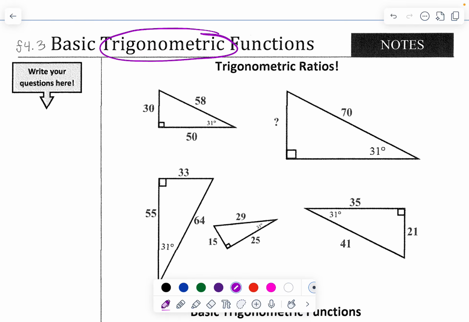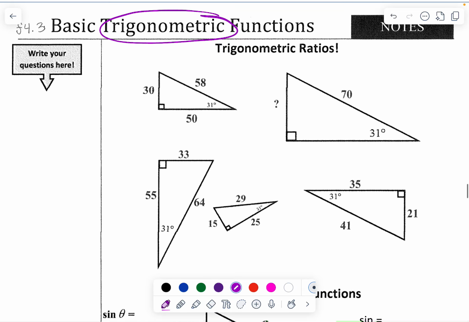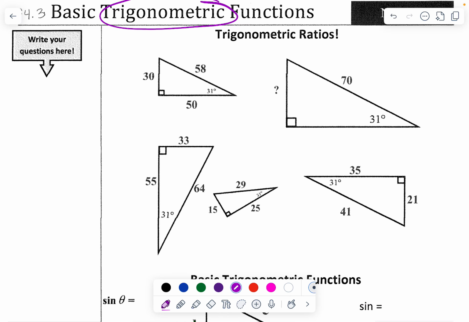I'm going to ask you this first question, so let's look at this one. Can we infer, or can we decide, which of these triangles are similar and what is this angle here? So what do we notice? We notice that every triangle has a 31 degree angle and every triangle has a right angle. So what do we know about that? We know that all of these triangles are similar.